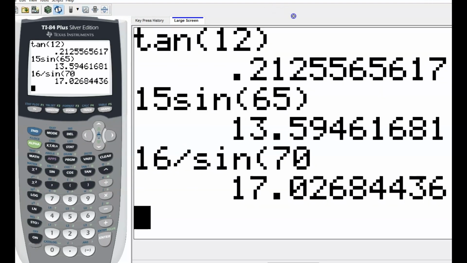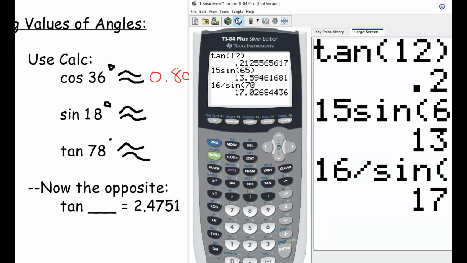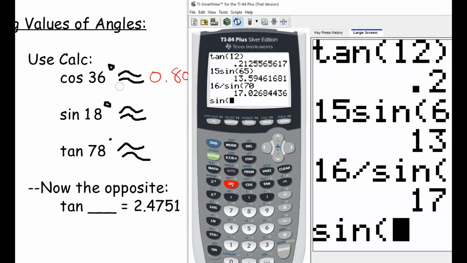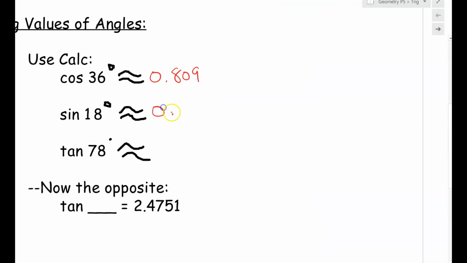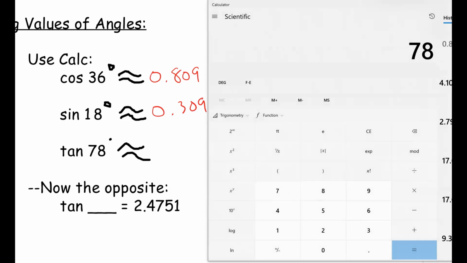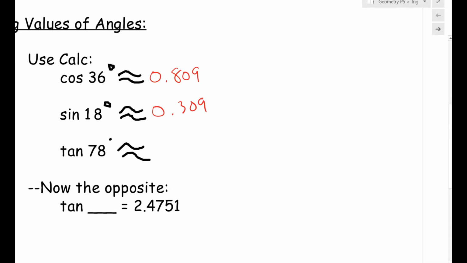Okay, again on the other calculator, if I do this problem here, the next one, sine of 18, I'm going to hit sine first and then 18 and then hit enter and get 0.309. Okay. All right. So if you did all three of these, tangent of 78, same thing. You're going to type that one in. I'll do it here. So you're going to hit 78 and then you're going to hit tangent. And of course, that's 4.705.